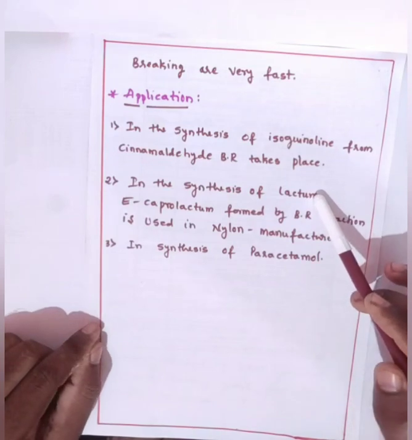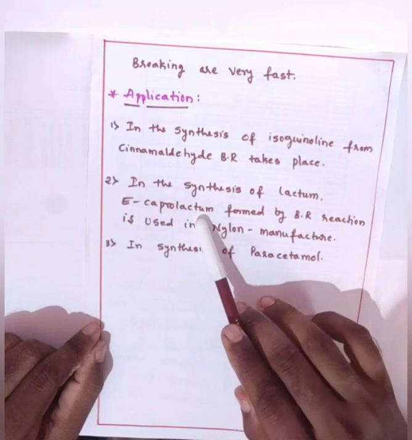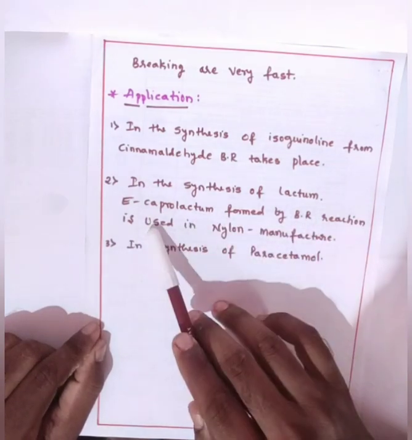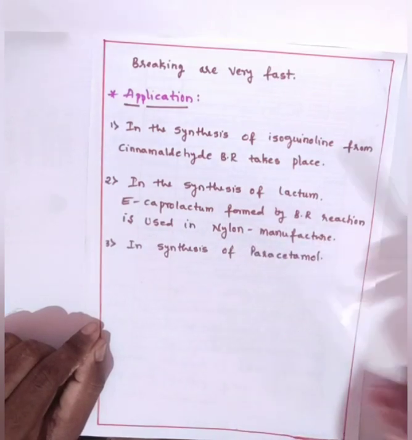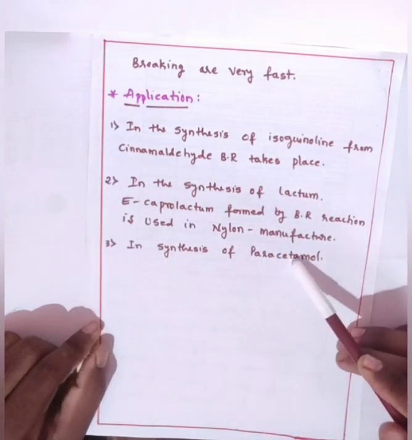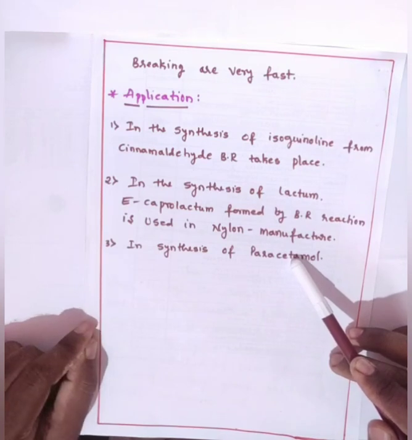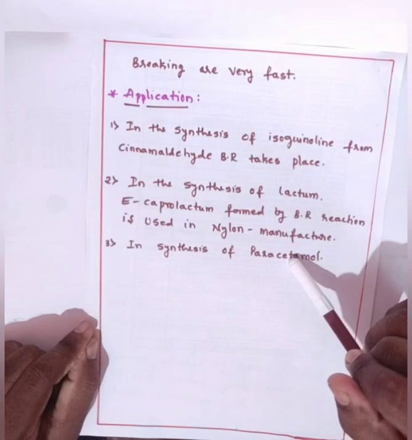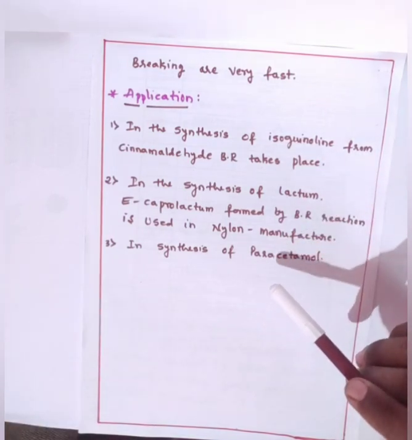The second application is in the synthesis of lactam. Lactams are nothing but cyclic amide molecules. So caprolactam formed by the Beckmann rearrangement reaction has application in nylon manufacture. The third application is in the synthesis of paracetamol, which also involves the Beckmann rearrangement reaction as an intermediate step. So these three are the applications of the Beckmann rearrangement reaction.